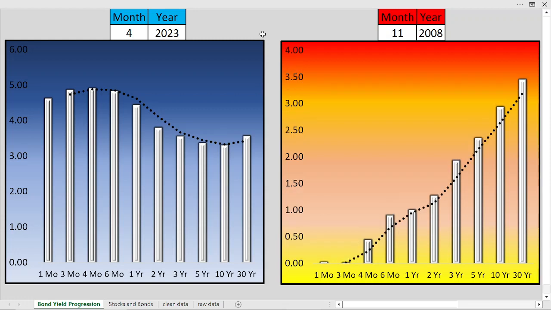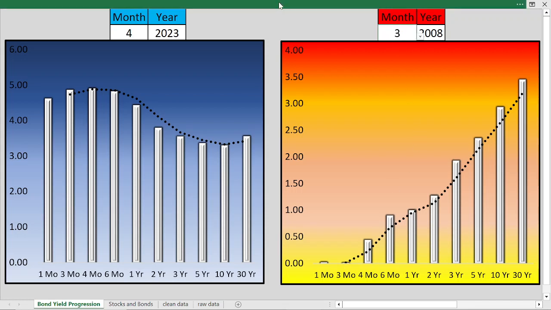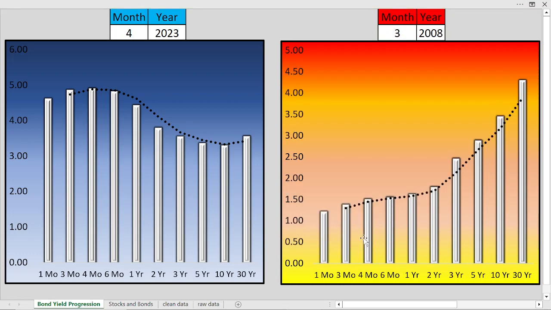But notice what's happened. Even though it's a normal yield curve, notice what has happened to the yields. The 4-month bond only pays a 0.44% interest rate. Go back to March of 2008. The 4-month bond paid a 1.51.